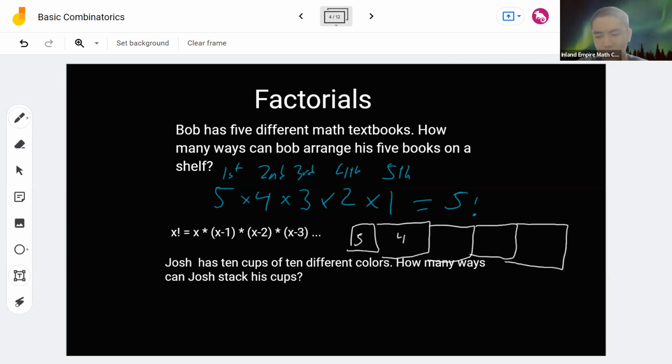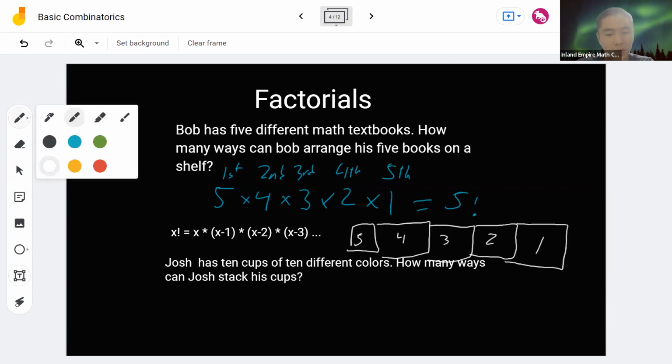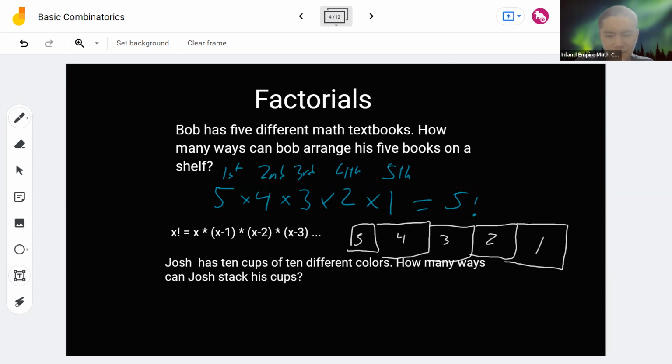And then the third slot would have 3 pieces of clothing. You can think of it as your pants because you only have 5 books in total and you already used 2 of them on the first and second slots. So for the third box, you only have 3 choices of which book to put. And similarly, the second to last box will be a 2. And finally, the last box is a 1 because all of your 4 books have been used. You only have one book left, so you have no choice but to put it in the last slot.